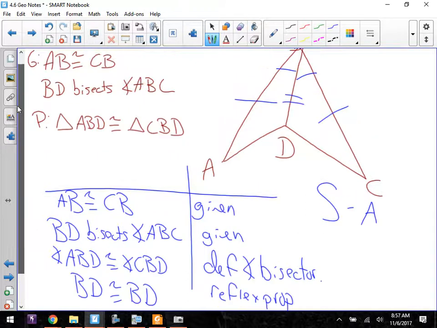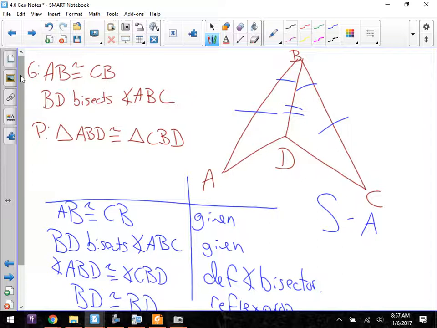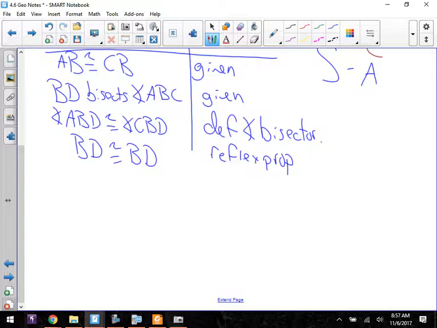And now, according to your diagram, you have side, angle, side. So you've got your two triangles that are congruent to each other. And today, I want to do one extra step.